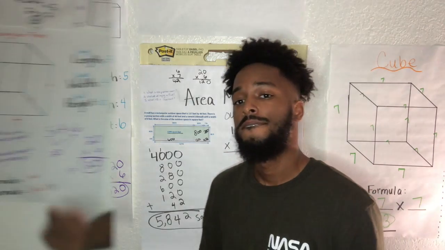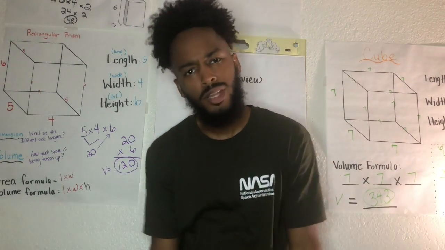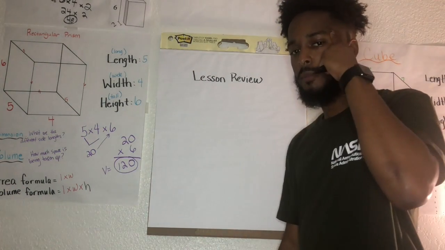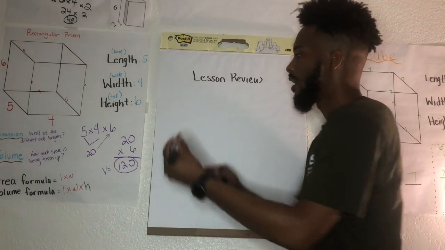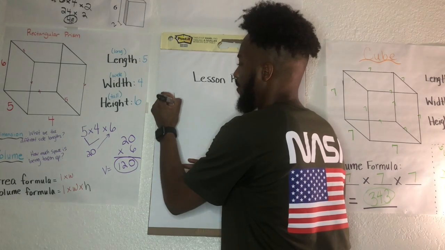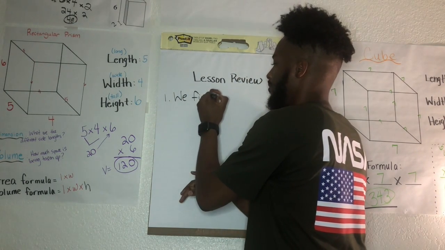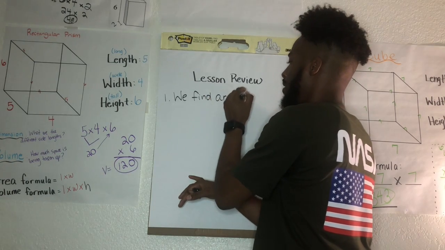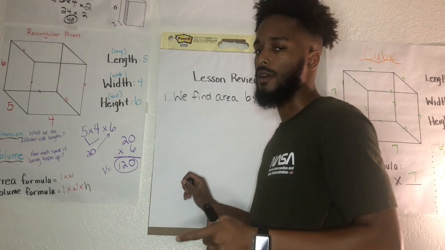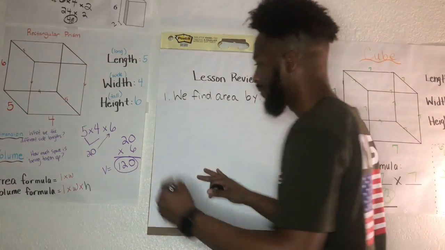All right, ladies and gentlemen, you know I can't let you go without reviewing what we learned today. You already knew that, right? So let's think back to the first thing that we did. We found area, right? How? By adding, subtracting, multiplying, or dividing. Multiplying, you like, duh, Mrs. Spencer, multiplying.